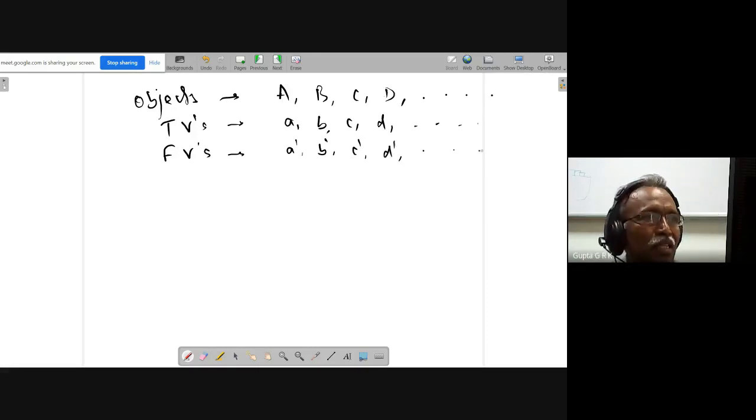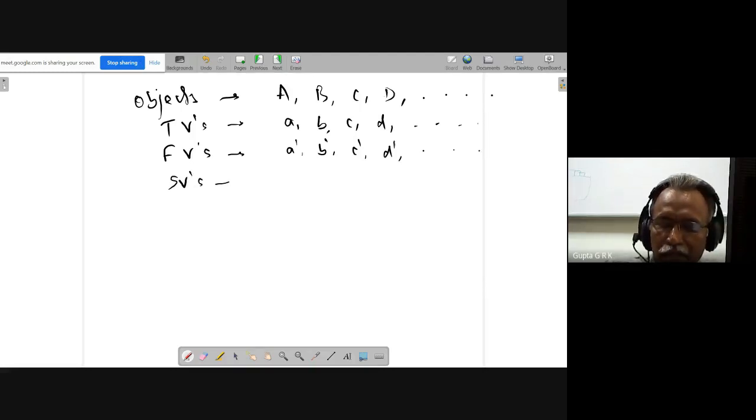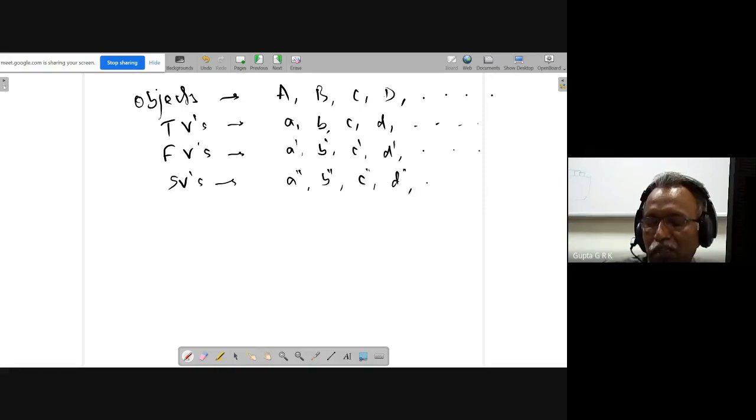So a dash on the small letter represents the front view of the object, and side views are double dash. A double prime, B double prime, C double prime, D double prime, like that. This is the representation of the object: top view, front view, and side view of the objects are the points. So this is the representation.